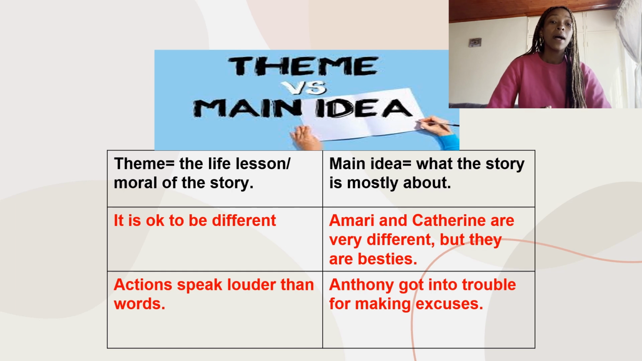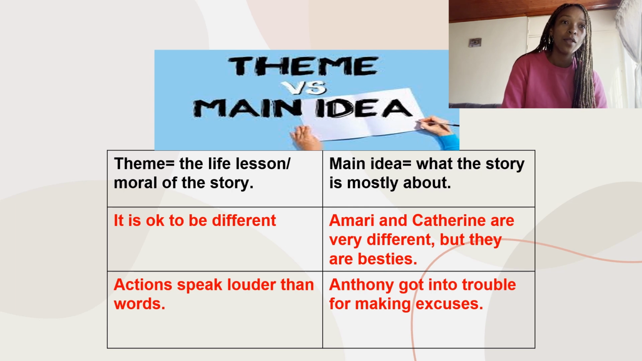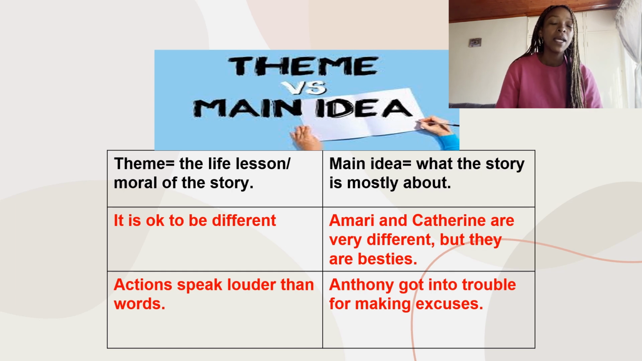For example, if I was asking you, here's the main idea that we get through the poem. Amari and Catherine are very different, but they are besties. That was the main idea that we got through the poem. But what would then be the theme? We'd find that it's just perfectly fine to be different. It's okay to be different. Another example of a main idea, Anthony got into trouble for making excuses. The theme here would be that actions speak louder than words. So we need to make sure that we are able to differentiate between what a main idea is and what a theme is.